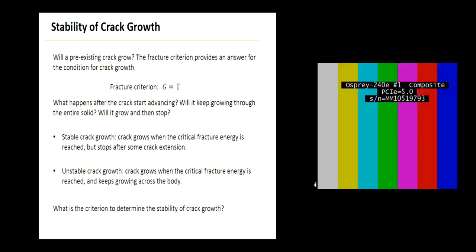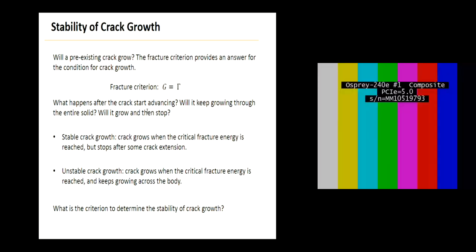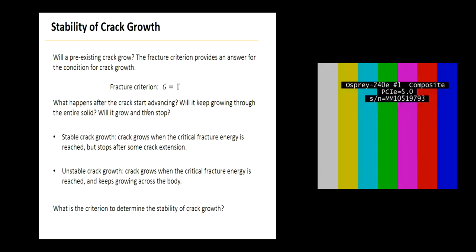Now we want to ask the second question. If it does start growing because the fracture criterion is met, what happens afterwards? There are different possibilities, at least two. The first one is that it's going to keep growing, the crack is going to keep advancing until the whole body fractures into two pieces. That's scenario number one.